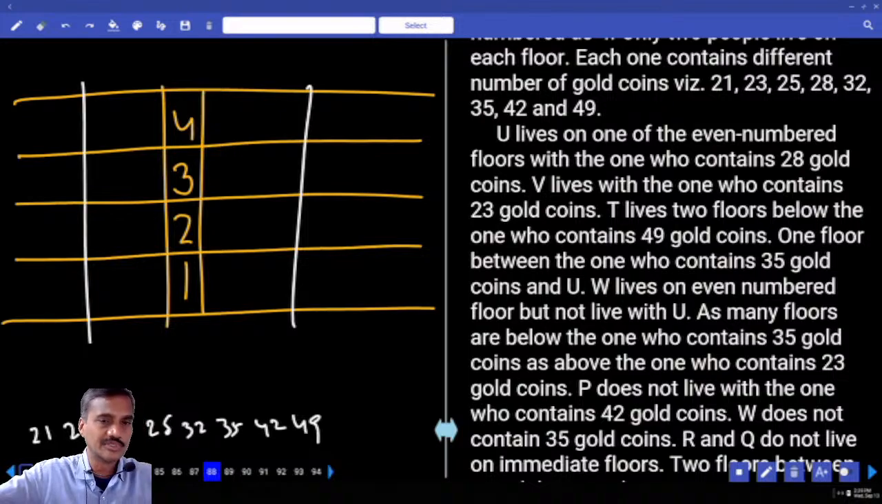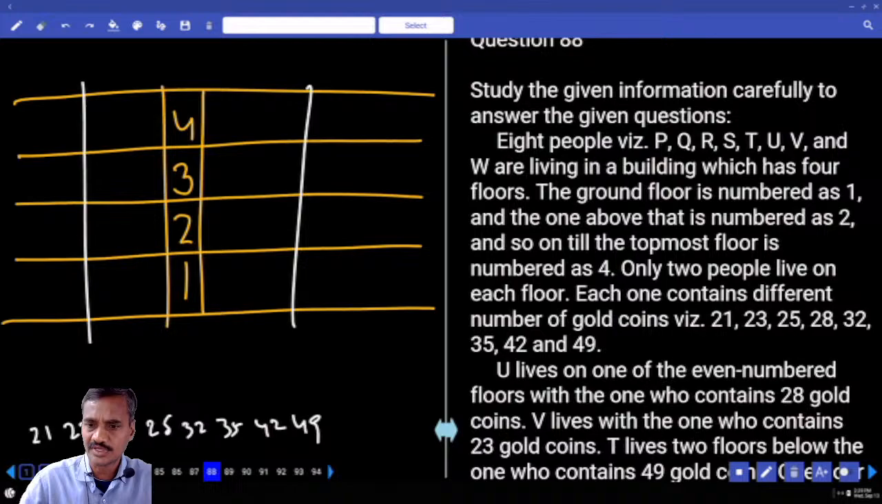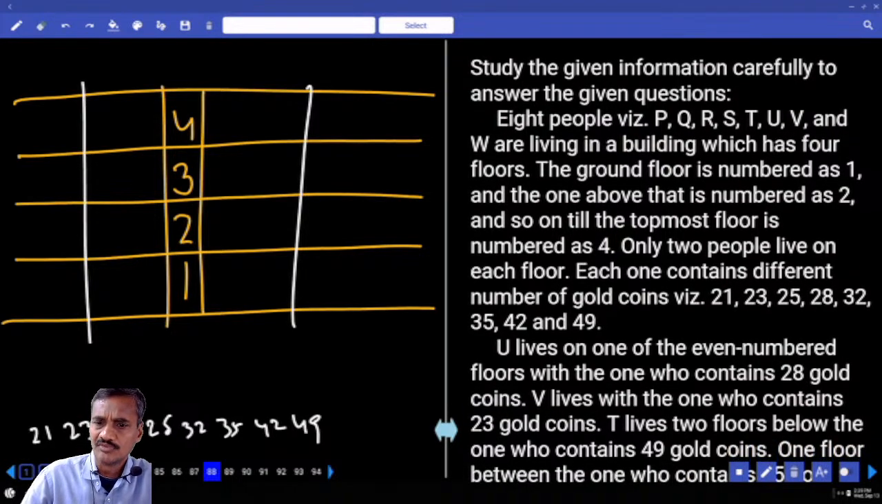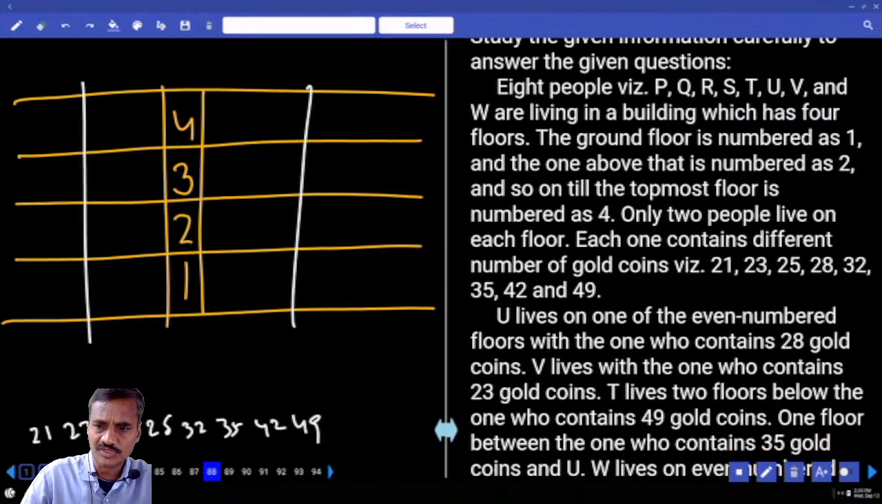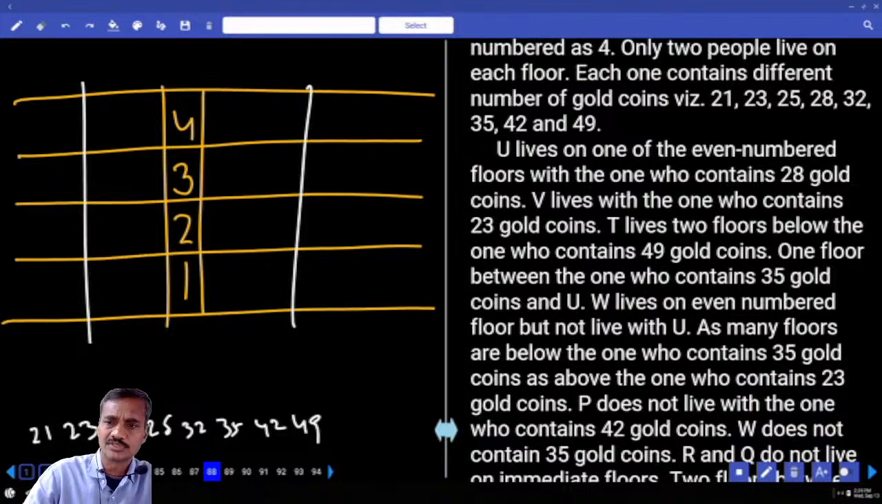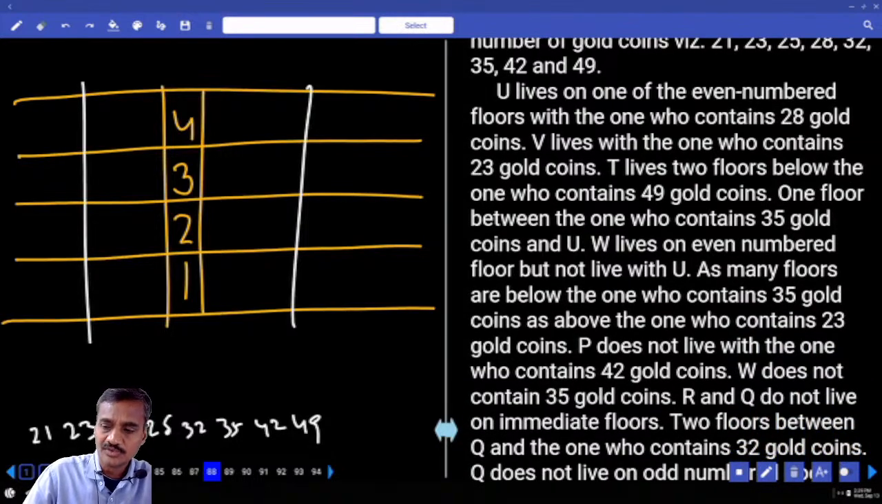Now how many possibilities do we have for this one? 4 possibilities. U on an even number floor, 2 possibilities. Again in an even number floor there are 2 flats. Maybe U can be second floor first flat or second floor second flat and so on. What are the flats we have? Ground floor 1 and 2. Ground floor is number 1, which has 4 floors. The ground floor is number 1 and the topmost floor. Each one contains a different number of gold coins. Isn't it? Hence there are 4 different.